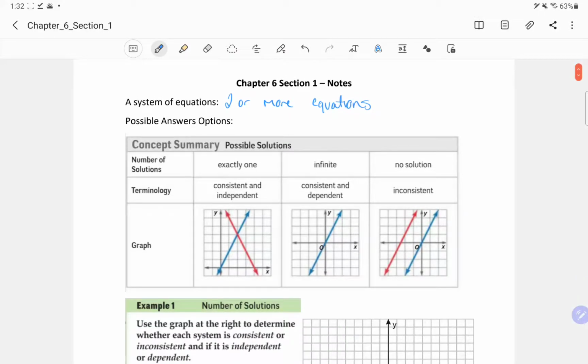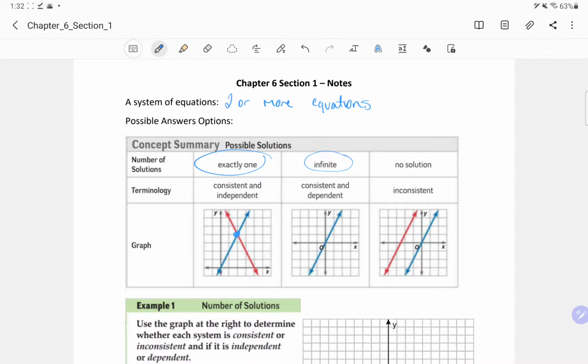So when you solve systems of equations, you have three possible answer options. One answer, which would be when you graph the two lines, the point where they meet, and we call that consistent and independent. Okay, so it's consistent because there's a solution, and it's independent because they only have one thing in common.